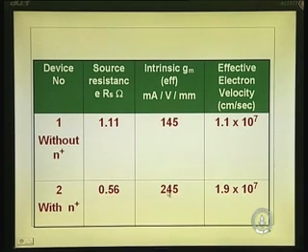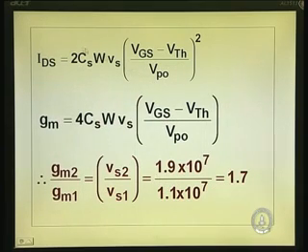What this tells us is that the extrinsic or effective GM was higher, and also the intrinsic GM is higher when the N plus layer is present. So, it is not due to series resistance, it is due to the property of the device at that particular point. Now, what are these quantities? These quantities are given by these equations. IDS is given by that, GM is given by this.